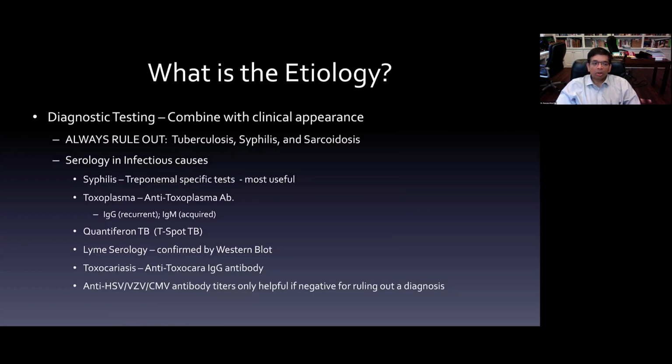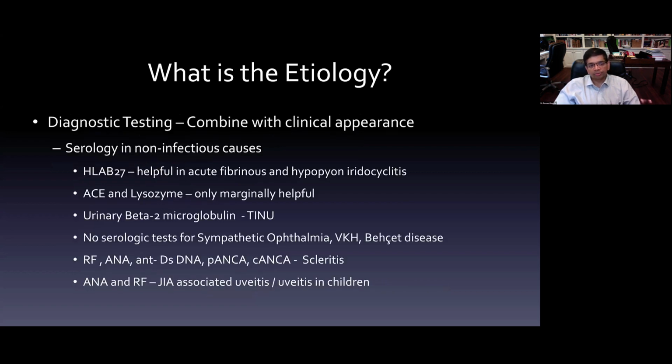So you must always rule out sarcoid, syphilis, and TB. And then there are various serologies based on your clinical appearance that you would also obtain on patients in terms of laboratory testing. So you really need to combine the clinical appearance and the patient's clinical history with the other testing beyond sarcoid, syphilis, and TB. These are just other things that we look for.